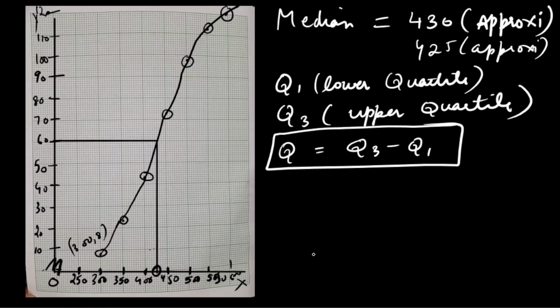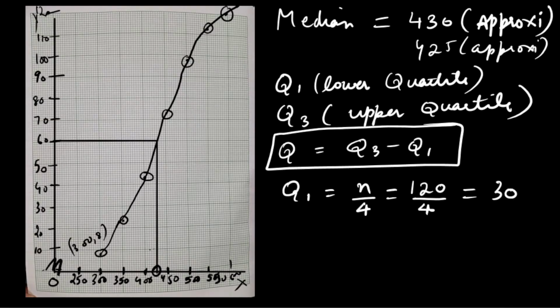So what we have to do, for median we do n by 2. For Q1, we have to find the value of n by 4. So n by 4, n's value was 120 in this question. 120 by 4 is equal to 30. For median, we found the value of n by 2, which was 60, like 120 by 2. For Q1, we will do n by 4. So n's value is 120, 120 by 4 is 30.